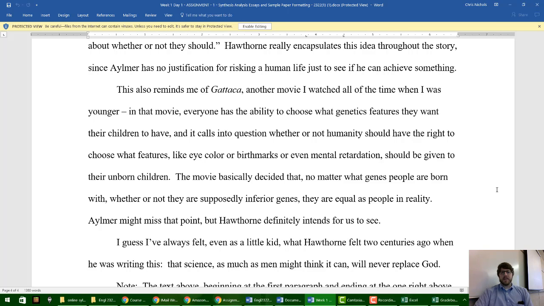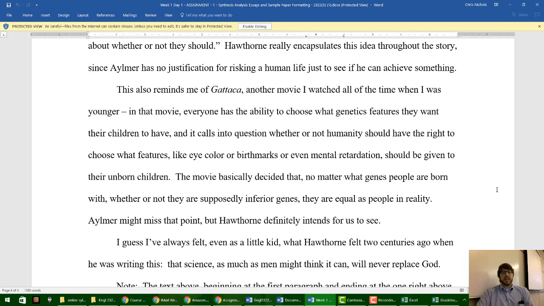It says, it also reminds me of Gattaca, another movie I watched all the time when I was younger. In that movie, everyone has the ability to choose what genetic features they want their children to have, and it calls into question whether or not humanity should have the right to choose what features, like eye color or birthmarks or even mental retardation, should be given to their unborn children. The movie basically decided that no matter what genes people are born with, whether or not they are supposedly inferior genes, they are equal as people in reality. Elmer might miss that point, but Hawthorne definitely intends for us to see. And I think that was a pretty good comparison as well.